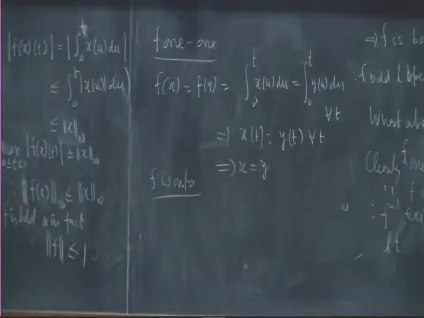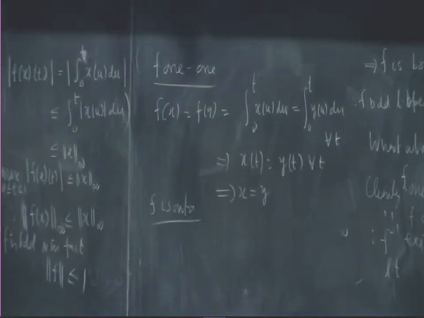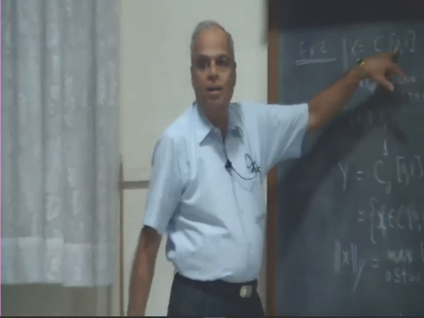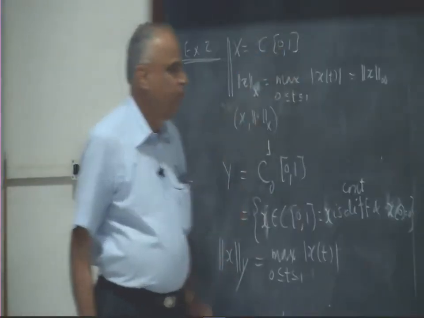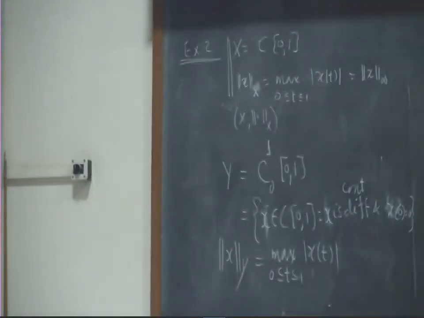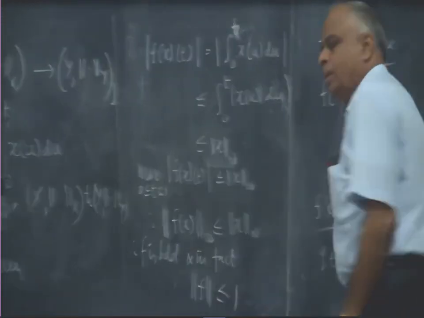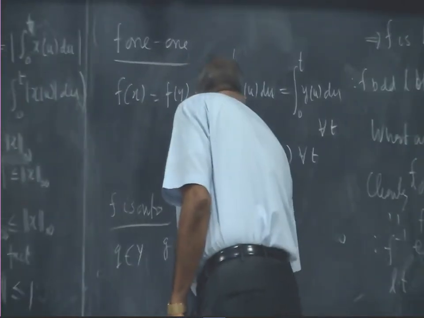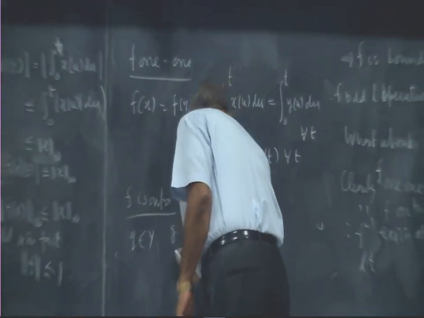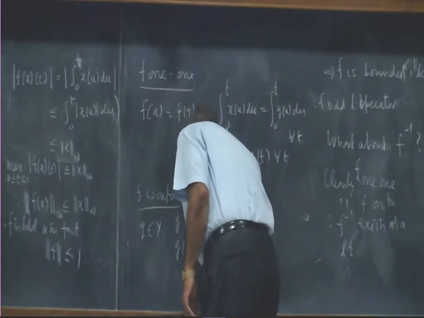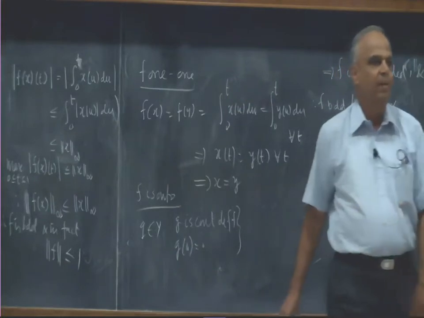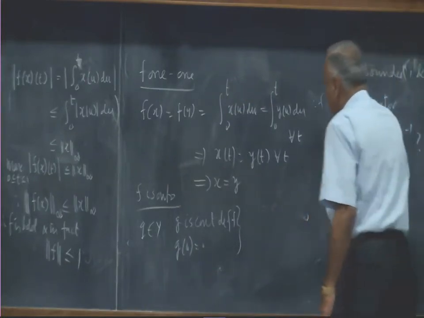Is it onto? What does that mean? Give me any function here. So if you give me a g in y, what does that mean? G is continuously differentiable and g(0) is 0. These two are given to me. G is in y, therefore it is continuous.